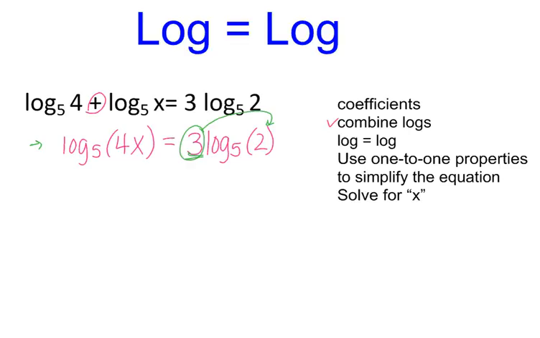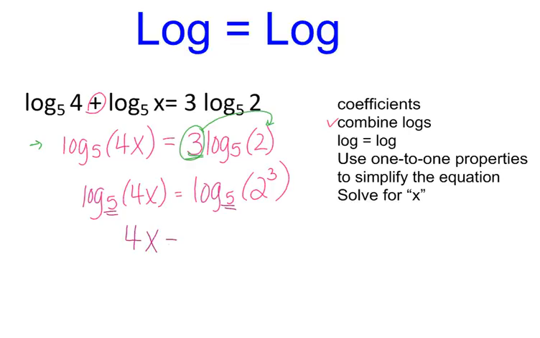So we have log base 5 of 4x equals log base 5 of 2 cubed, or 8. If you're jumping and simplifying ahead of me, that's fine. I just want to show all the steps out for example purposes. Alright, now we see we have log base 5, log base 5. The one-to-one property says I can drop those. So I end up with 4x equals 8. 2 cubed is 8. And it's only for x. And we end up with x equals 2.